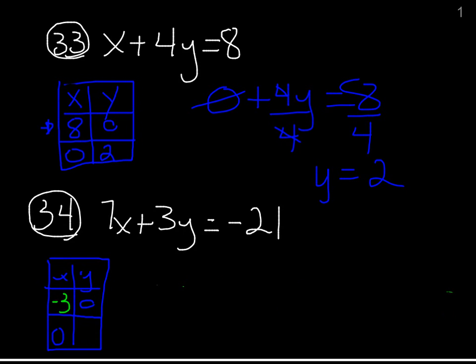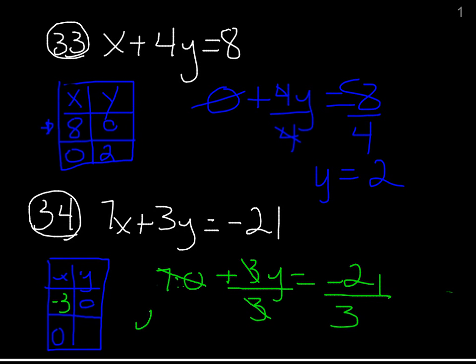Okay, so to find the y-intercept, we're going to put a 0 in for the x. So we'd have 7 times 0 plus 3y equals negative 21. Okay, so 7 times 0 would just go away. And so we just divide by 3. Divide by 3, and so y would equal negative 7. So I'll put a negative 7 in there.